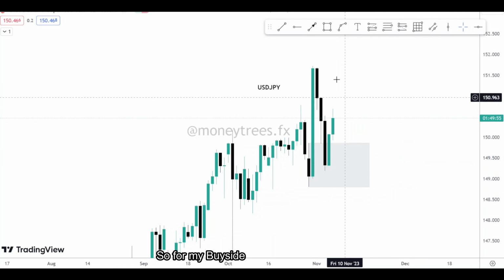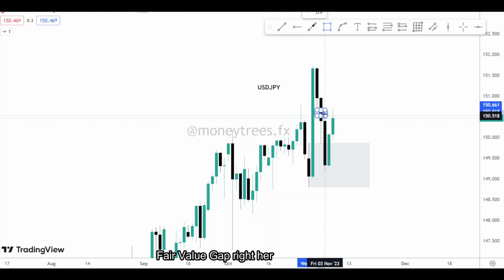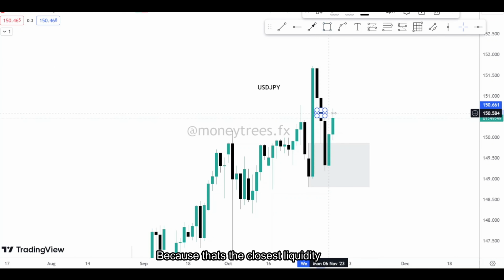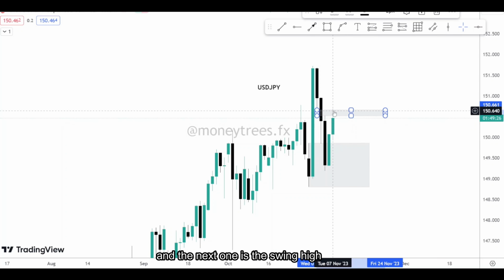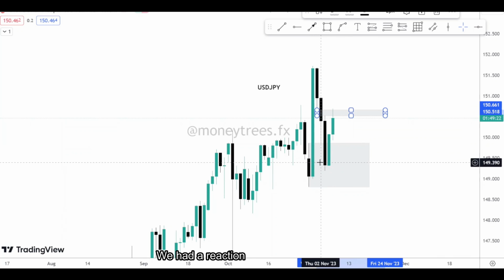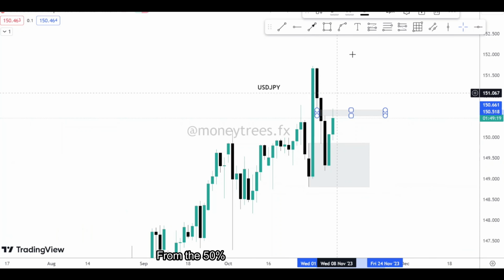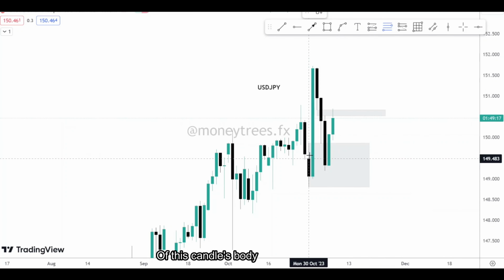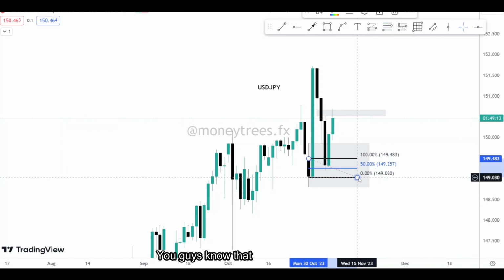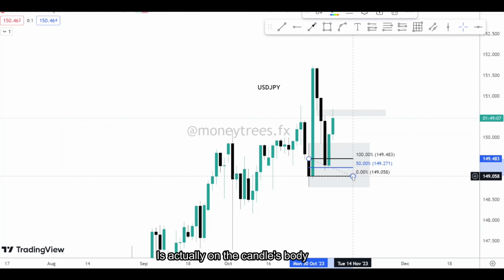So for my buy side, I was actually looking at this fair value gap right here, because that's the closest liquidity. And the next one is the swing high. So as you can see, we had a reaction from the 50% of this candle's body. You guys know that the majority of the volume is actually on the candle's body.